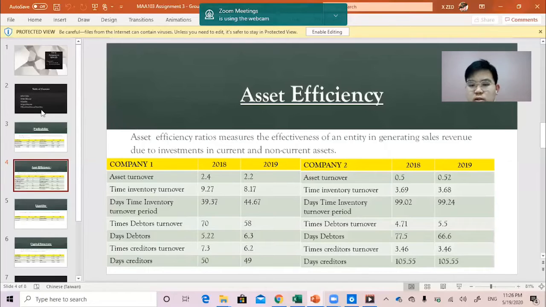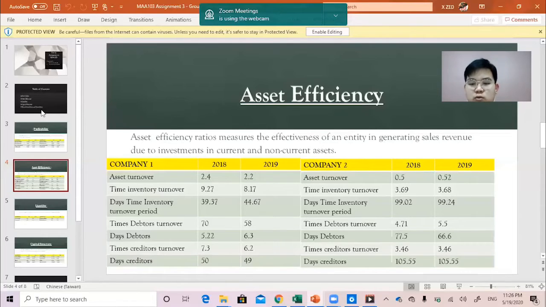The day debtor turnover period shows the average period of time in days it takes to collect the money from the debtors. In this part, the lower the better, because it means that the company takes less time to collect money. So company 1 is more efficient than company 2.